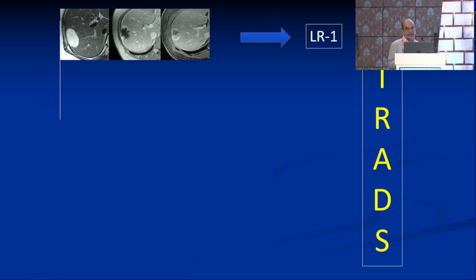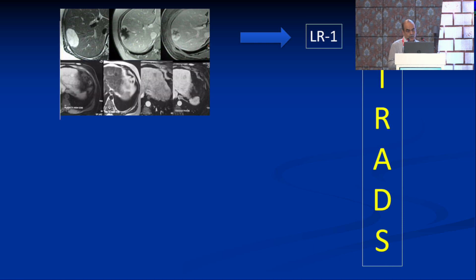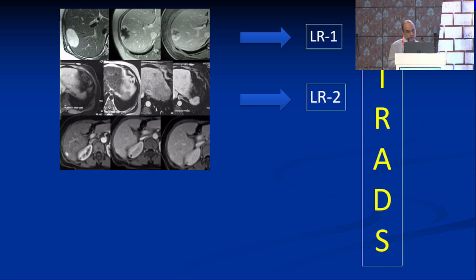And this is typically an LR1 lesion where you're absolutely certain that this is a hemangioma and it's a benign lesion, can be ignored. This is a lesion in the left lobe of the liver, which is T2 dark. That's a siderotic nodule. And this kind of lesion is placed in LR2. Again, the likelihood of any kind of malignancy is very low.